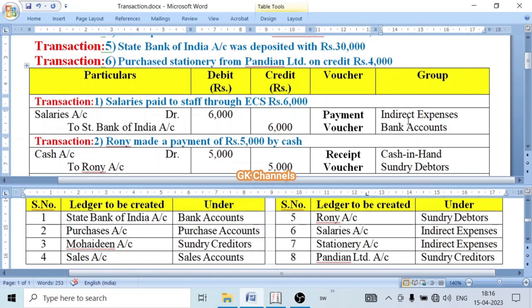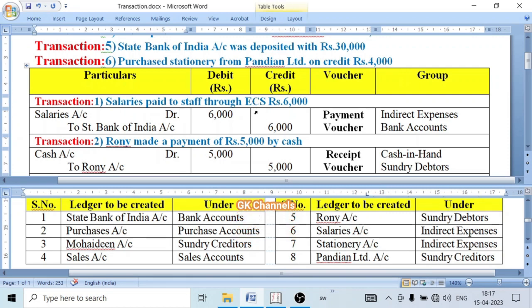So for that, salaries paid to staff through ECS rupees 6,000, transaction 1. So in this salary account is the debit account and State Bank of India account is the credit account and the amount is 6,000. So for this we need to use payment voucher because money 6,000 is paid as salary.